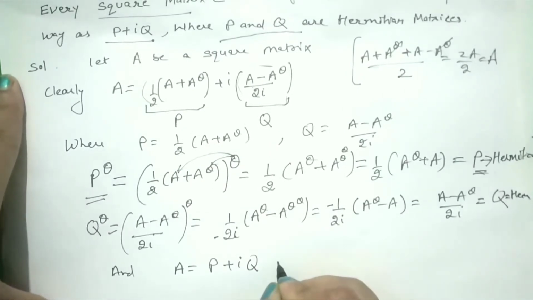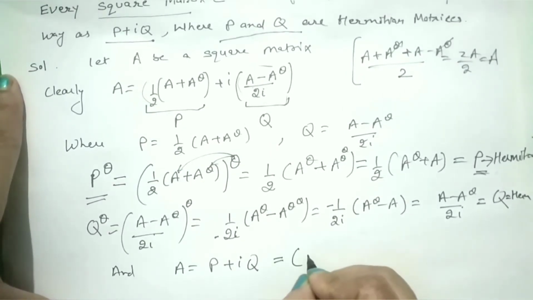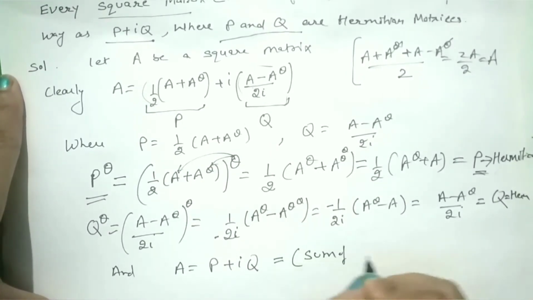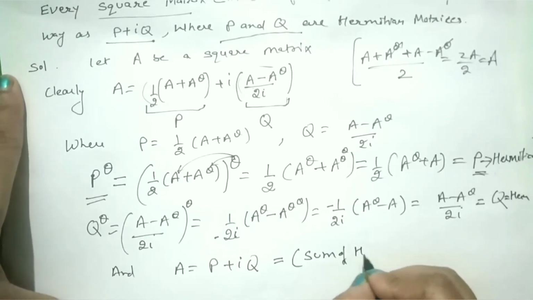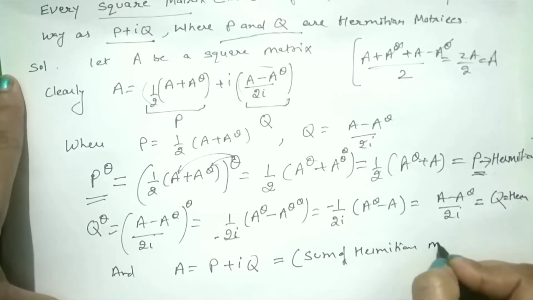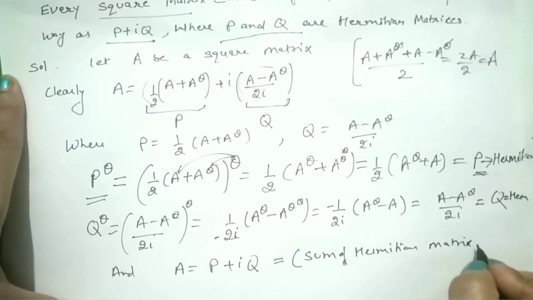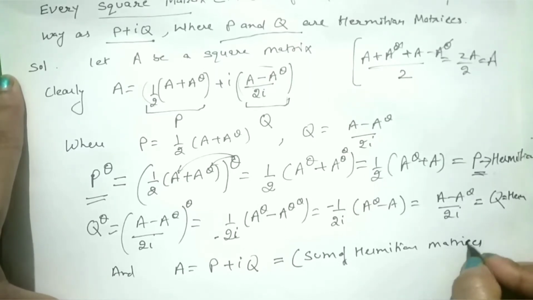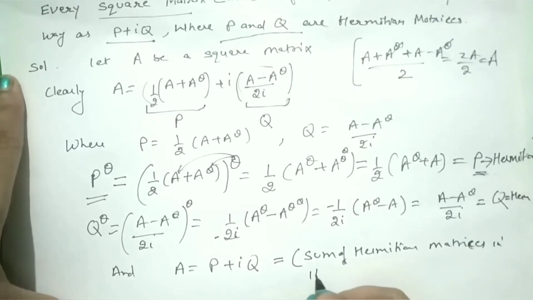So A is the sum of Hermitian matrices in the P plus iota Q form.